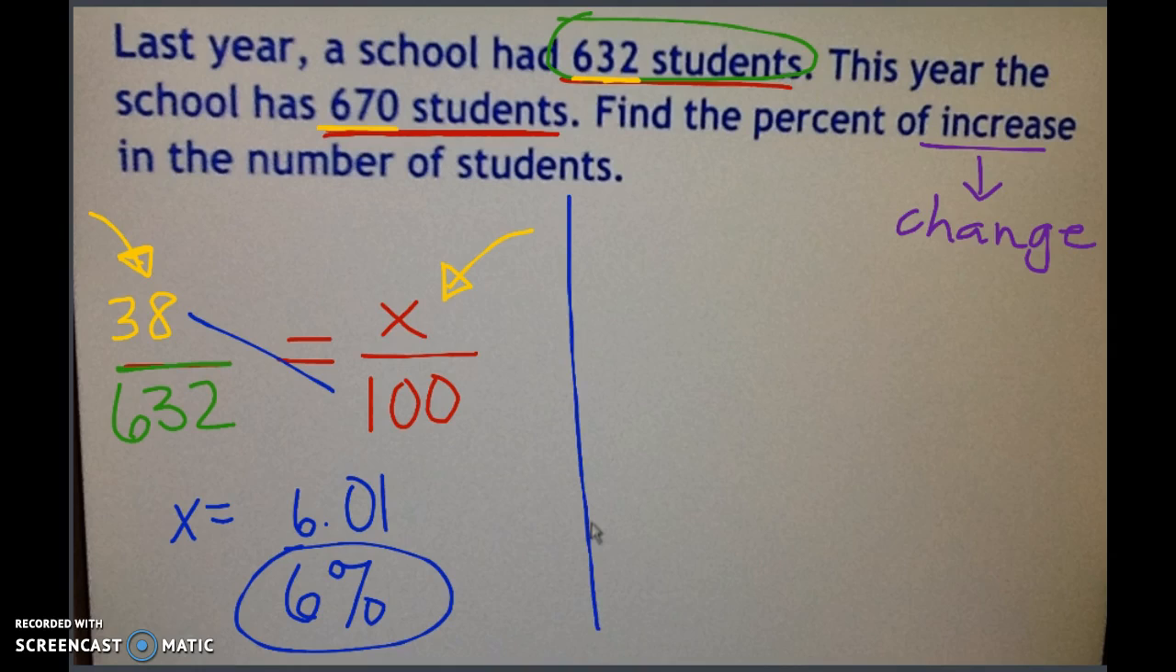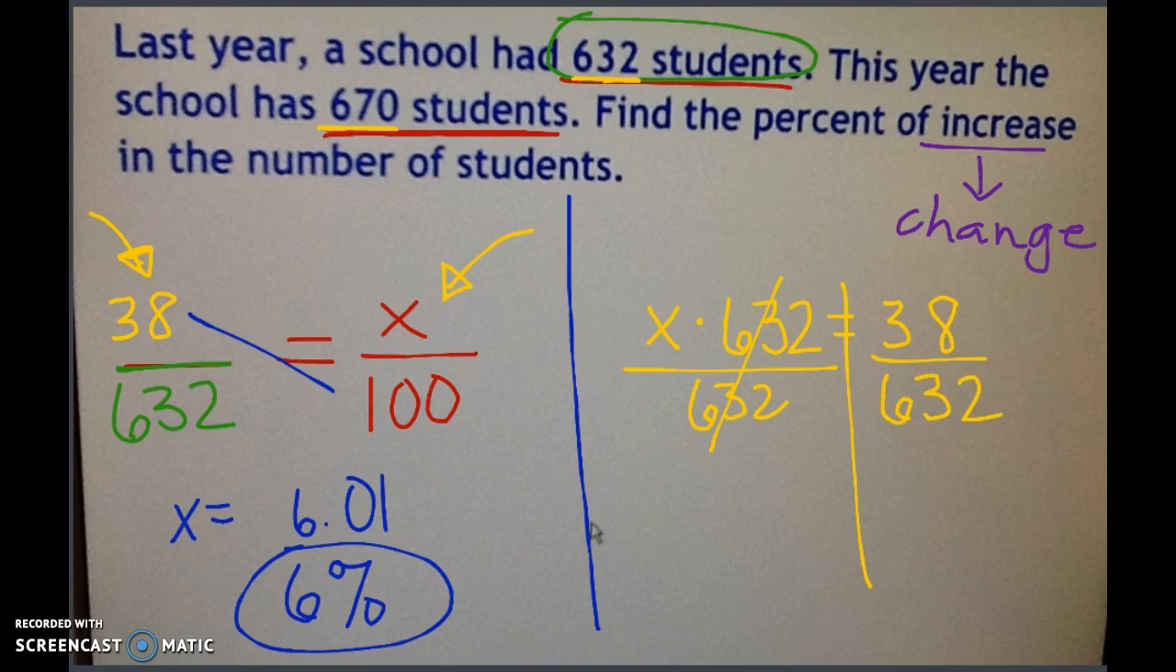The second way to do it is with that equation I showed you. I can do the percent, which I don't know, times my original amount, 632, equals my change, or what did it change by? It changed by 38 students. Now if I want to solve this, I want to get the x by itself, so I can just divide by 632 on both sides. I'm typing this in: 38 divided by 632, and I get 0.0601.